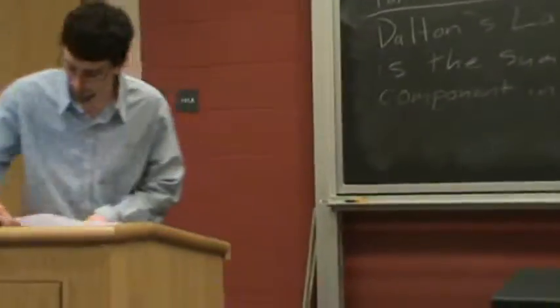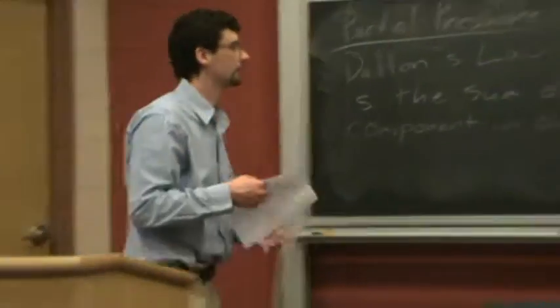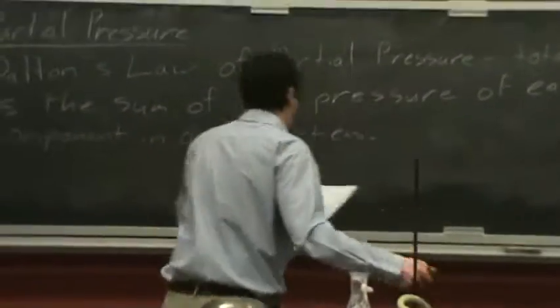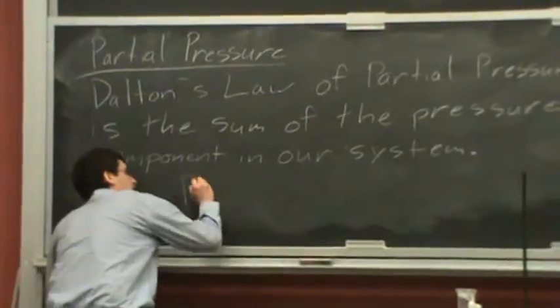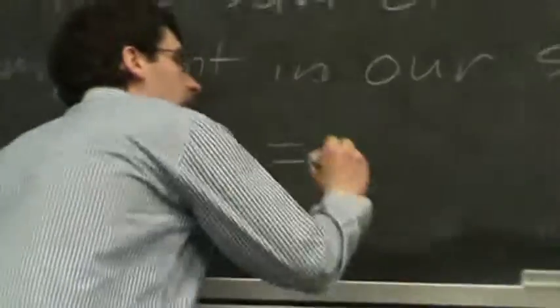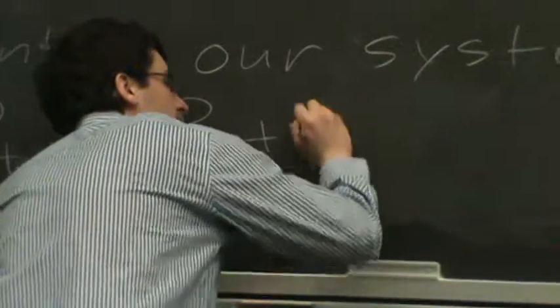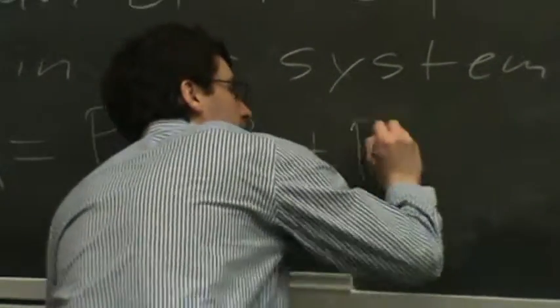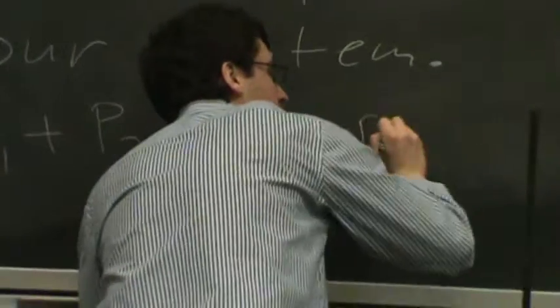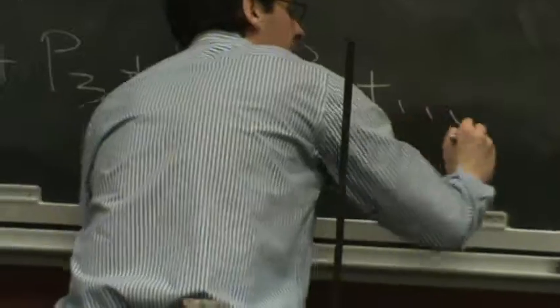Let's write that in a more numerical way. So we're going to have our pressure total is equal to, let's call it pressure 1 plus pressure 2 plus pressure 3 plus pressure 4 plus pressure 5. You get the point.